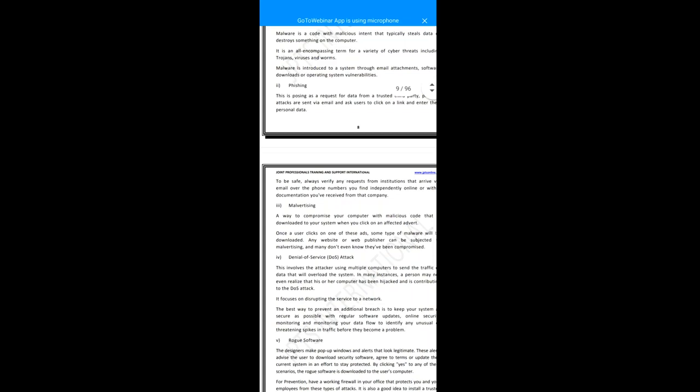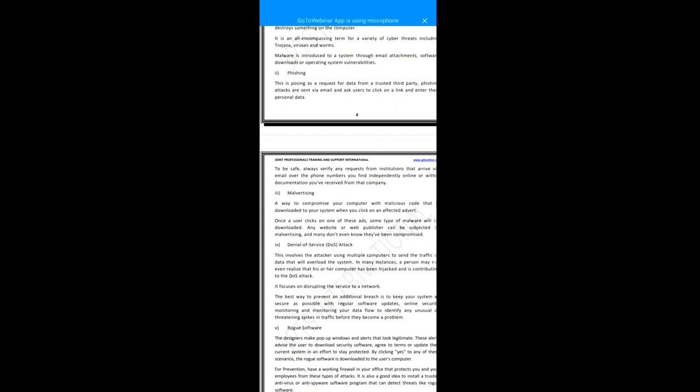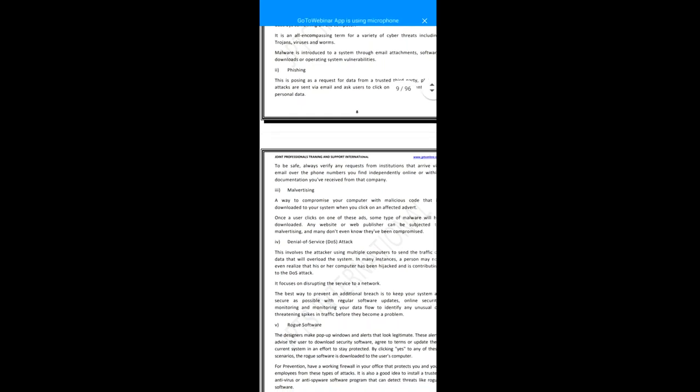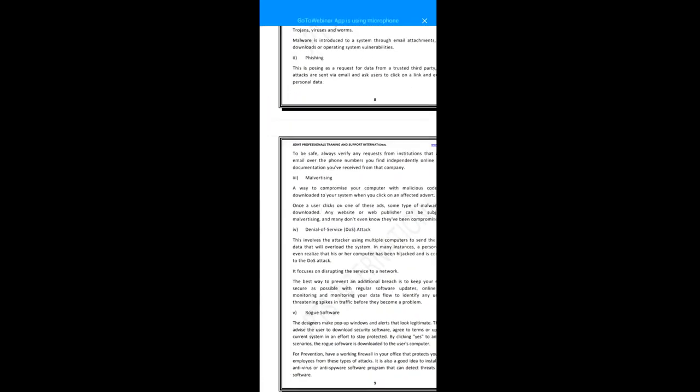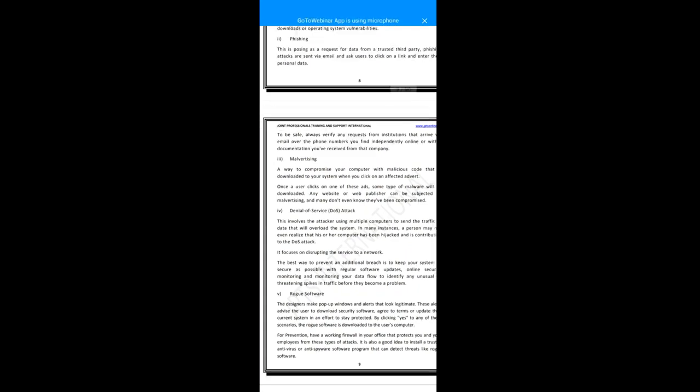So all these are part of computer crimes affecting businesses. Now let's look at the next one, which is denial of service attack. This involves the attacker using multiple computers to send traffic or data that will overload the system. In many instances, a person may not even realize that his or her computer has been hijacked and is contributing to the DoS attack. All this focuses on disrupting the service to a network.